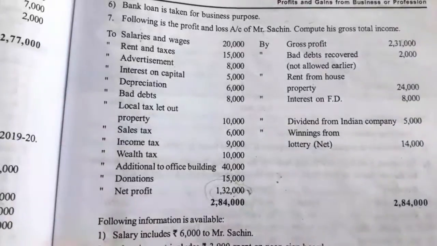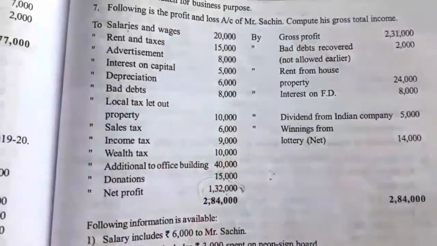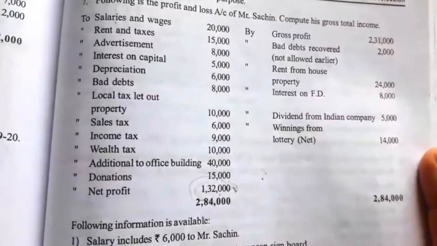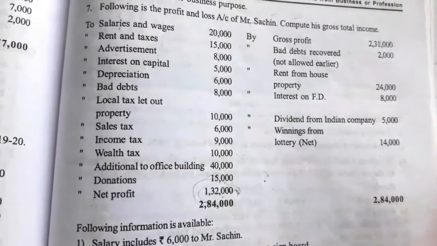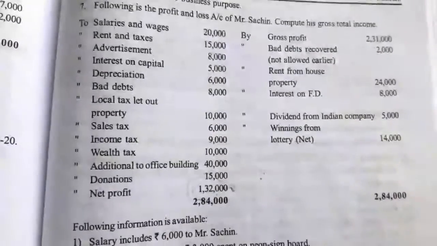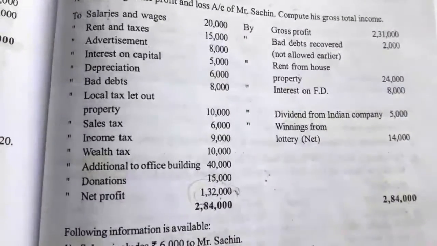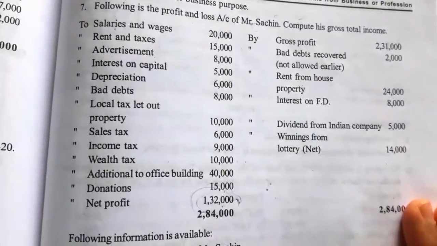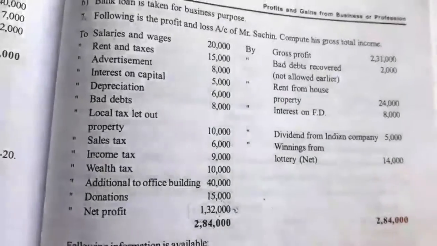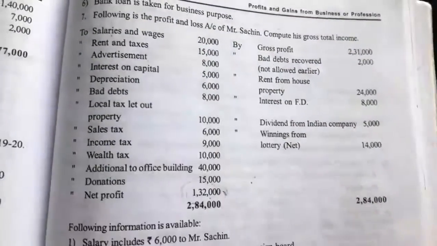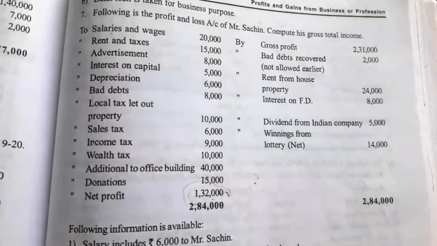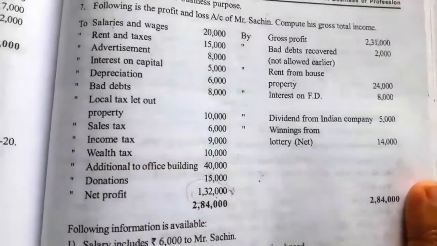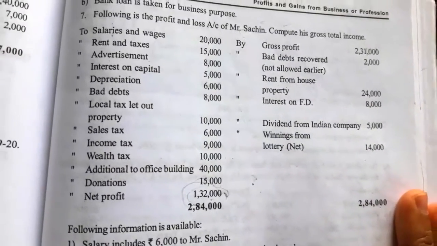So, as per income tax, all these expenses should not be recorded on the debit side of the profit and loss account of a business, and all these incomes should not be recorded on the credit side of the profit and loss account of a business. The income tax rule says that only the business related expenses we have to record on the debit side, and the business related incomes we have to record on the credit side of a profit and loss account.